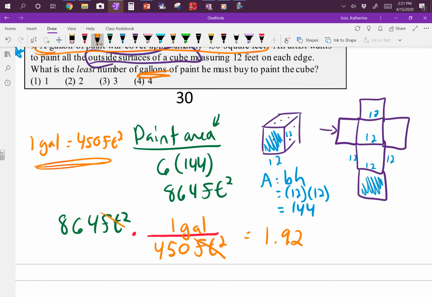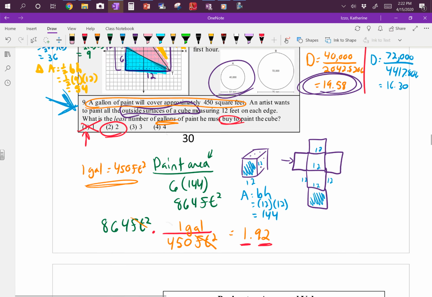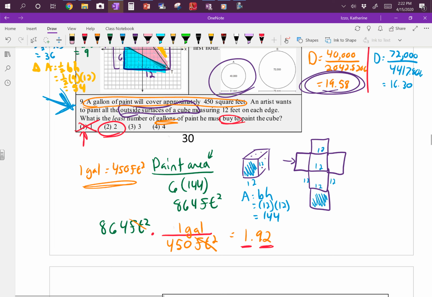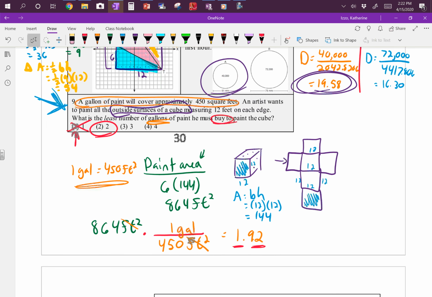1.92. Okay, 1.92. Now we want to figure out how much paint he needs to buy. If he buys 1 gallon, is he going to have enough paint? That would be a no-go. He is not going to have enough paint if he only buys 1 gallon because he needs 1.92, so almost 2 gallons. So I'm going to tell him to get 2 gallons. I mean, technically when he goes to Lowe's, he could get 3 gallons, but that's just going to be a waste of money. And ain't no one going to waste money at this point. All right, so that is how we deal with perimeter and how we deal with area.